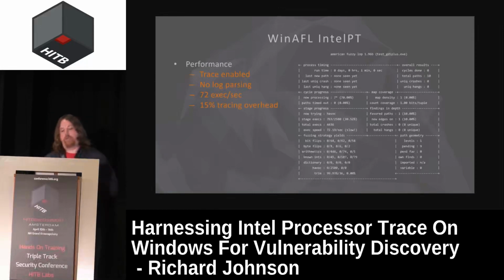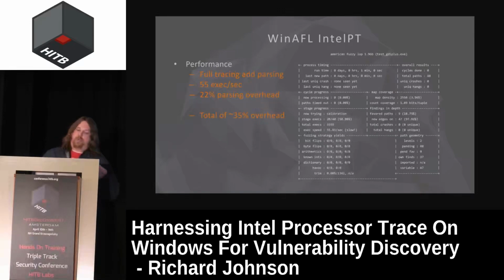Then I enabled the Intel Processor Trace without logging the output, just to see what runtime hit we're getting here. The docs say it should be about 15%. Is that what we're seeing? Yes, in fact, it was almost exactly 15%. So we went from 85 down to 72 executions a second. Then we add in the parsing of that log file with the binary logging, and we're down to 55 executions a second, which was another 22% parsing overhead. So in sum, we hit about 35% overhead on doing the Intel Processor Tracing and starting a new process each time.